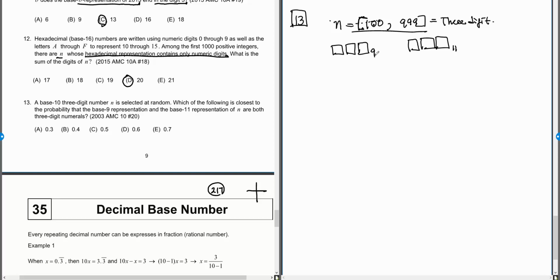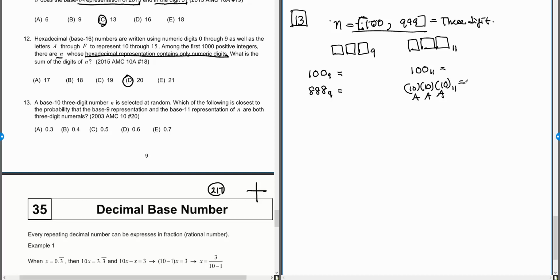The smallest 3-digit base 9 number is 100, okay? The largest one is 888, that is the largest 3-digit number in base 9. What about base 11? Still the same thing. 100 is the smallest one in base 11, and the largest is 10, 10, 10, or you can use AAA. That is the largest one in base 11.